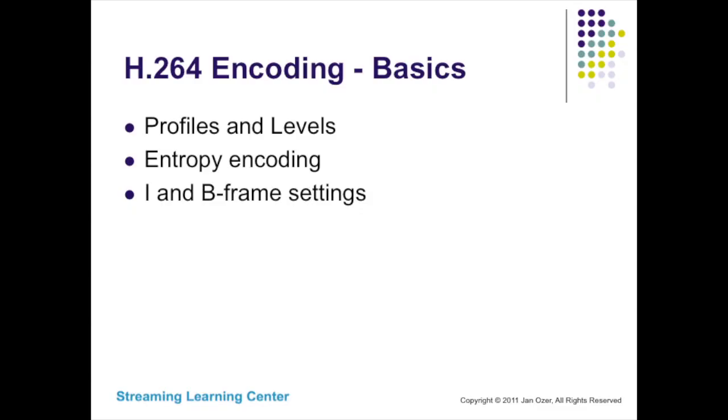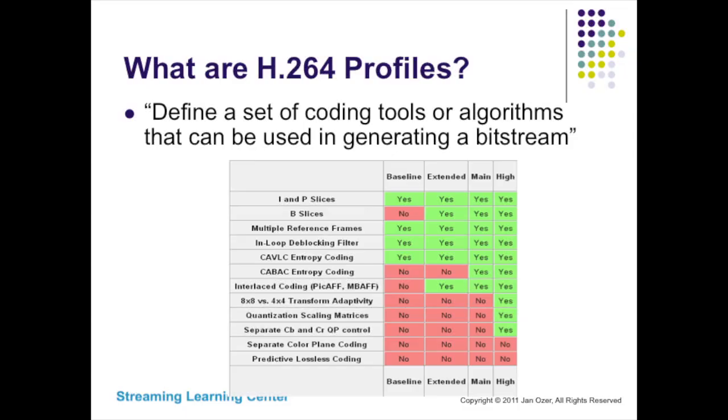When you're producing for H.264, and these are the settings that you're going to see in every encoding tool that's out there, you've got profiles and levels, you've got entropy encoding, you've got I, B, P frame settings. What is an H.264 profile? An H.264 profile, and this is from Wikipedia, defines a set of coding tools or algorithms that can be used in generating a bitstream. So we see three profiles that are typically used in this space: baseline, main, and high.